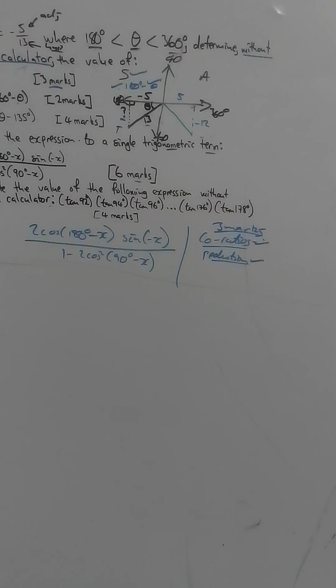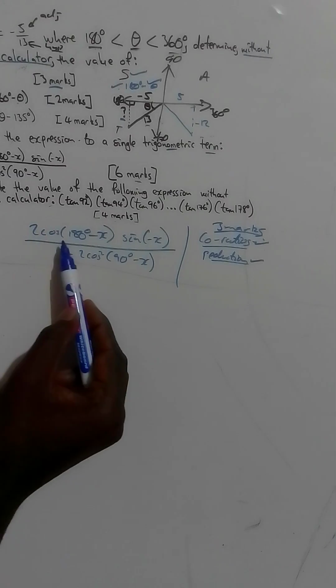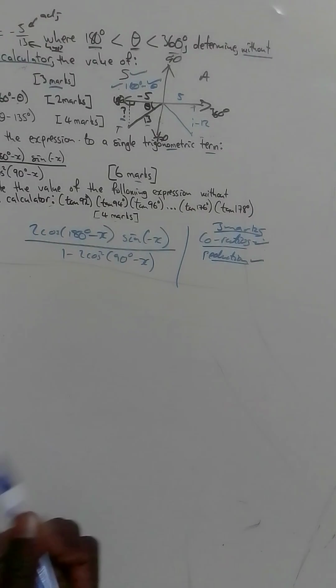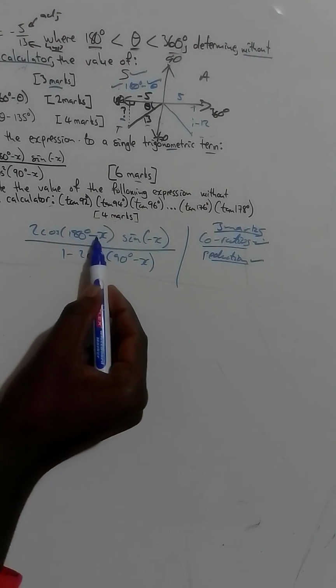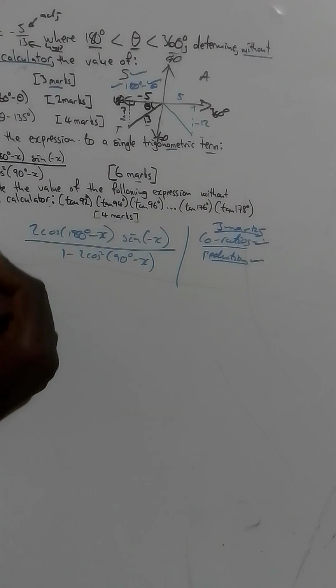All right. Now, here we're given that we've got 2 cos(180 minus x), right? What happens with 180 minus x? In which quadrant am I? Let's come back again.